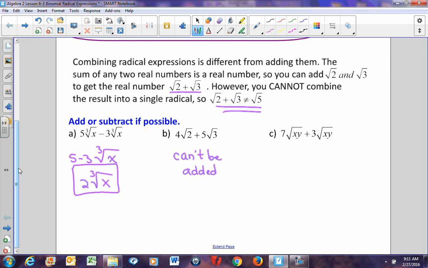Letter C here is 7 square roots of xy plus 3 square roots of xy. So that becomes 7 plus 3 square roots of xy, which makes it 10 square roots of xy.